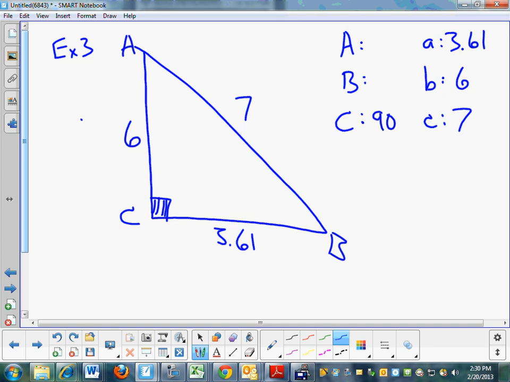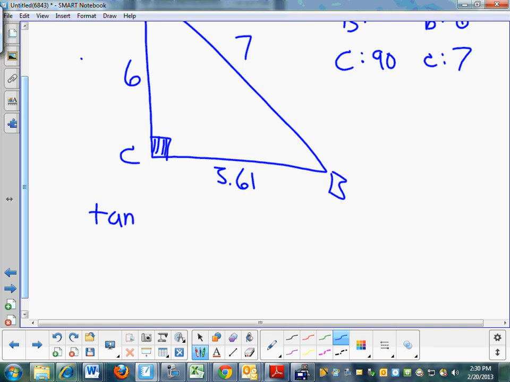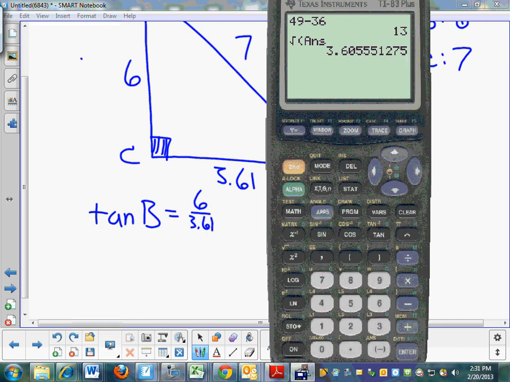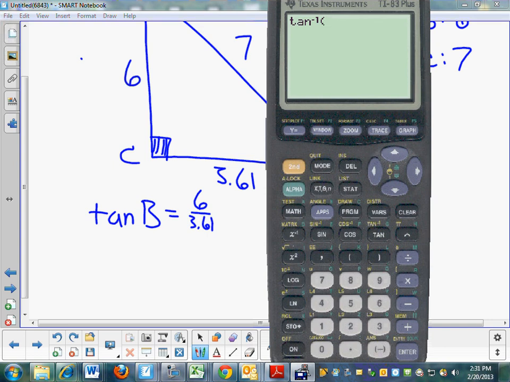I gotta find an angle now. How do I do that? What do you want to use? Sine, cosine, or tangent? You choose. Tangent? Okay. Tangent of B. What's the tangent of B equal to? 6 over 3.61. How do I solve that? Tangent inverse. If you want to solve for an angle, you got to inverse. Tangent inverse of 6 divided by 3.61, parentheses. 58.97.